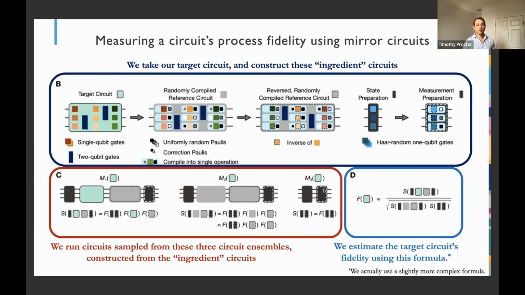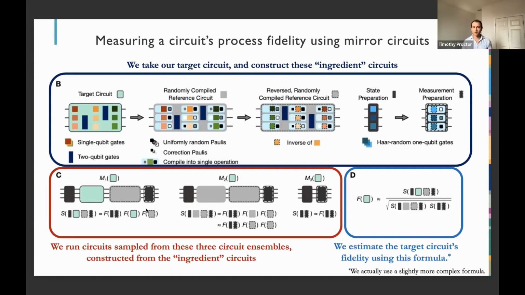And the reason we do all of these is basically just we want to do some basic algebra to isolate the fidelity of this subroutine here, the thing that we care about. And so what's going on here is that the success probability of this circuit, which is something we can easily evaluate in experiment, is approximately equal to the fidelity of the state prep and measurement times the fidelity of our target circuit times the fidelity of the randomly compiled inverse.